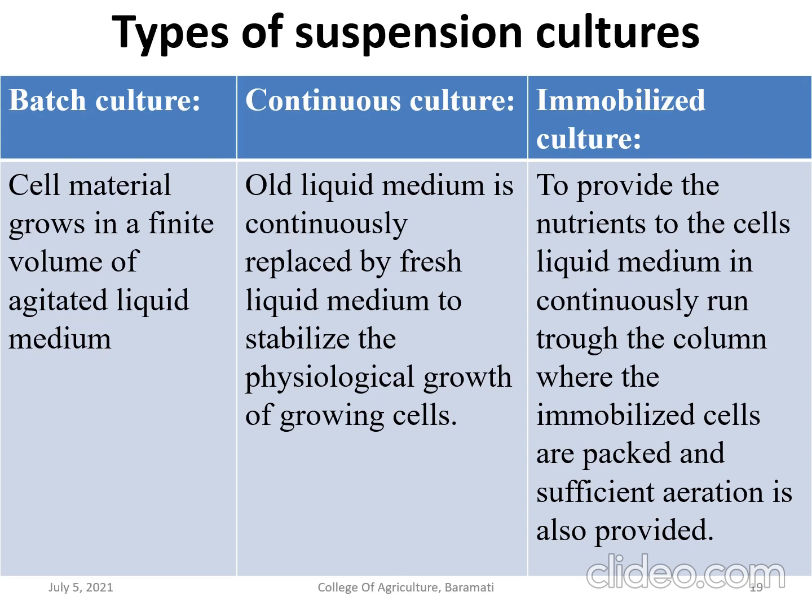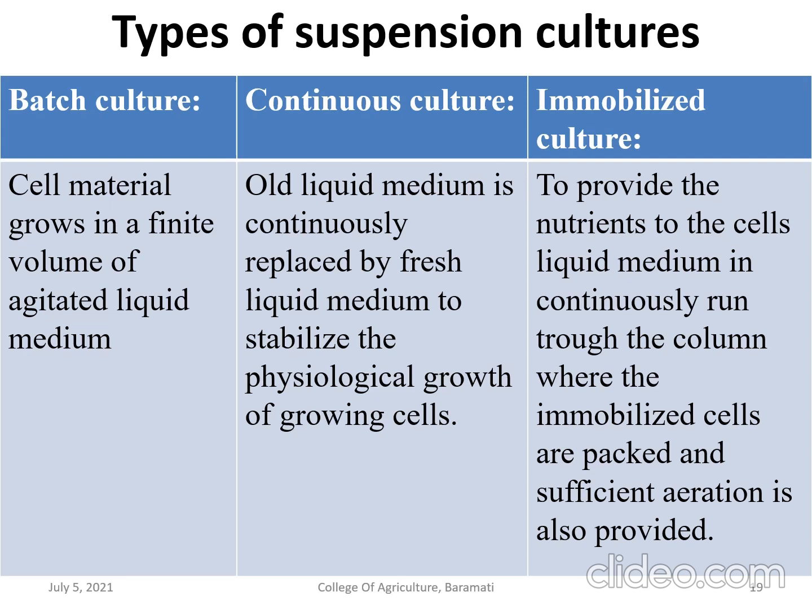While in continuous culture, your fermenter has two inlets and outlets. Inlet is there for adding the fresh liquid media, while outlet is there for removing the old liquid media. So generally old liquid media is continuously replaced by a fresh liquid medium to stabilize the physiological growth of growing cells. That is called continuous culture. The meaning is there is a continuous provision of fresh media into the bioreactor.